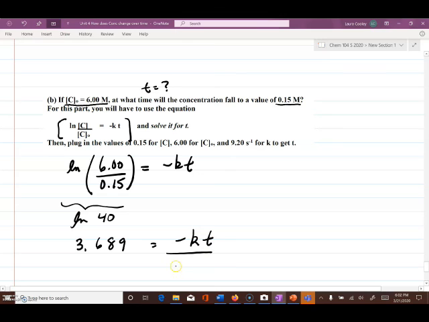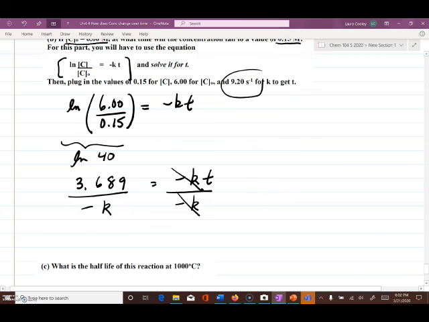Then I'm going to divide both sides. You see, we're given k. Okay. I'm going to divide both sides by minus k. So we cancel these out. So the time will be 3.689. Oh yeah, I reversed these numbers.